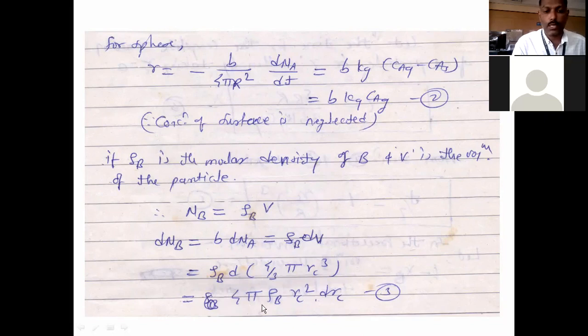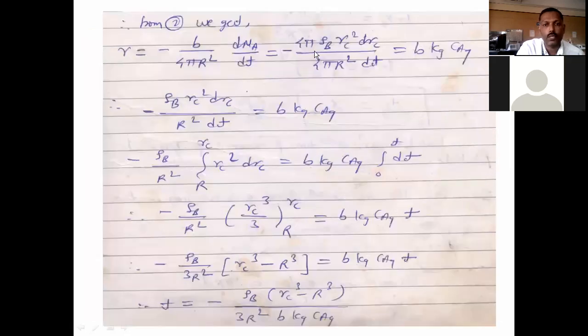Differentiate this: 4/3 π, where π is constant, then R_C cubed gives 3 R_C squared dR_C. The 3 will be cancelled. So here dN_B is equal to 4π ρ_B R_C squared dR_C. This is equation 3. This dN_B we convert into dN_A and put in equation 2.